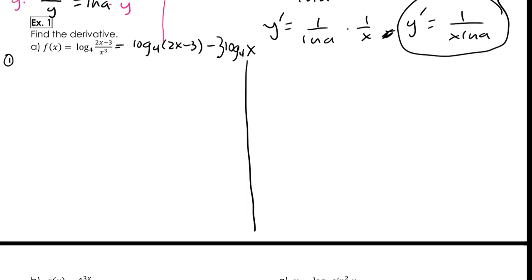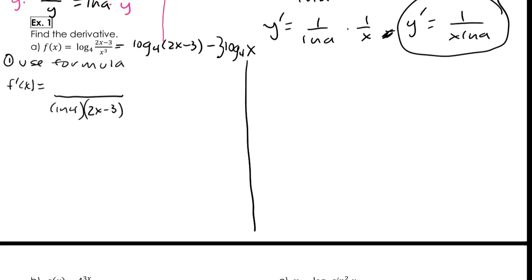Okay, so step 1, we are going to use the formula. If you look up above, you can see it. It says to write natural log of a in the bottom. So natural log of the base, we have a natural log of 4. Then it says to write u in the bottom. This is my u, so 2x minus 3 goes in the bottom.